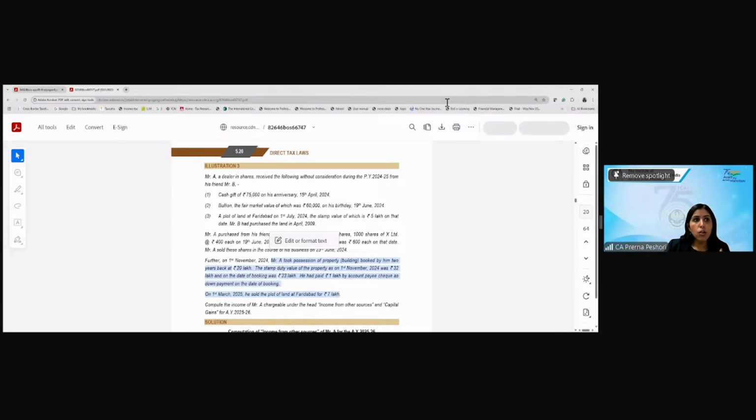But in that case also, the condition is that you should not own more than one residential house, and you should purchase the residential house within a period of 1 year after the transfer, right? Or construct any residential house within a period of 3 years after the date of the transfer. And you should have either purchased within the period of 2 years before. Are we getting it? So now here he has sold the plot of land on 1st March 2025. Now whether it was 2 years before that, we don't have the answer over here.